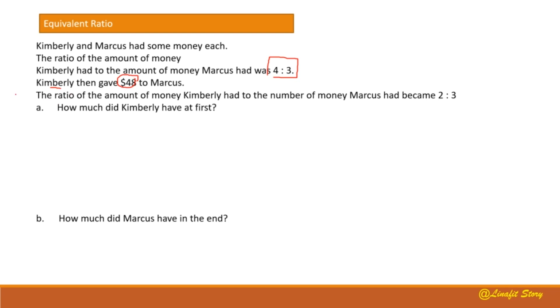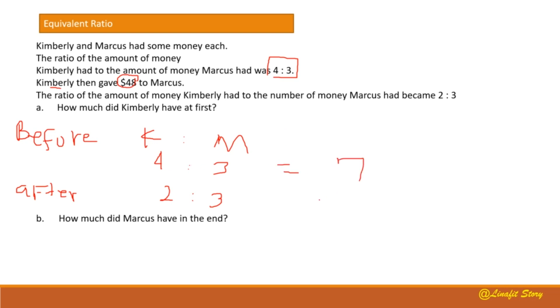So over here we may draw the model, a before and after model. The before: Kimberly to Marcus equals 4 to 3, while for the after, Kimberly to Marcus equals 2 to 3. Be careful that the total number of units in both situations, before and after, must be the same. But before, the total equals 7 units, and here 2 plus 3 equals 5 units.